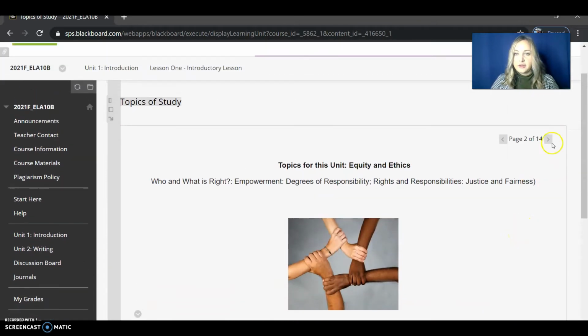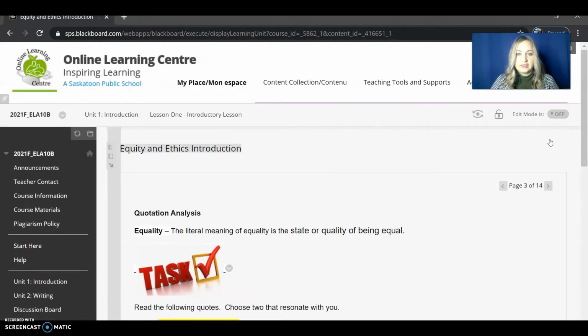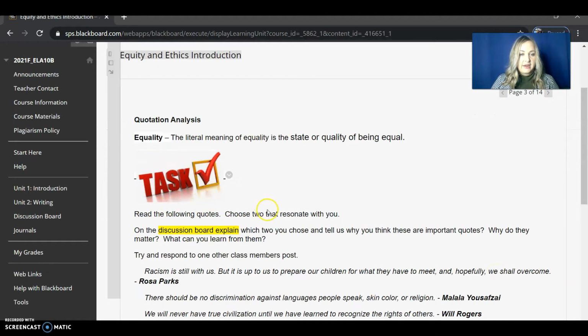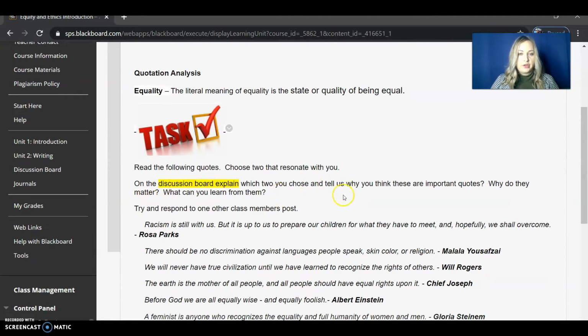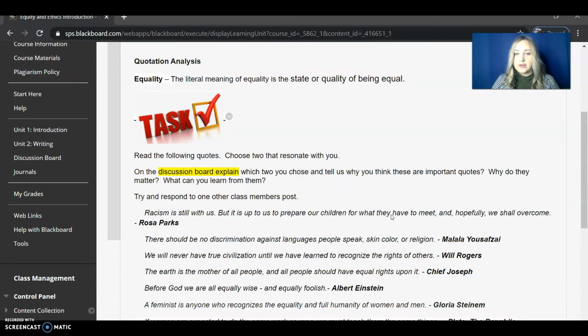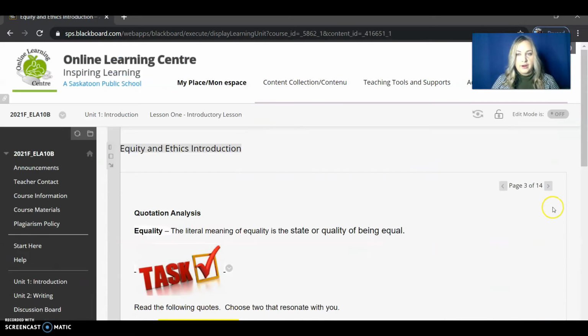This tells us a little bit about what's going on in this unit. And then we have this quotation analysis. Again, you see our task sign. On the discussion board, you're going to pick 2 important quotes, tell me why they're important, and what you can learn from them. So those will go there. That's the second thing you're doing today.